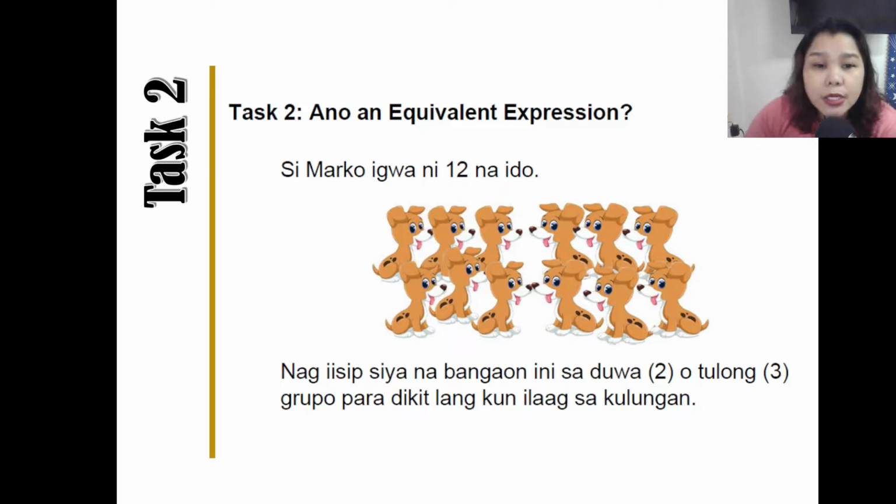Okay, si Marco igwanin 12 na ido. 12 dogs. Nag-isip siya na bangaon ini sa duwa o tulong grupo para dikit lang kun ilaag sa kulungan. So, imagine 12 dogs sila. Paano yan? It would be much trouble if you're going to have them in one kennel. So, dapat hatiin. So, he thought of having it into 2 groups or 3 groups. Let's see if it's possible.